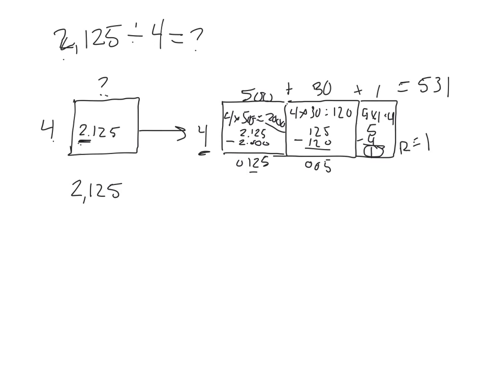I know that 4 times 500, that's going to make 2,000. Okay, so what I'm going to do now is I'm going to subtract, and that's going to leave me with 125.